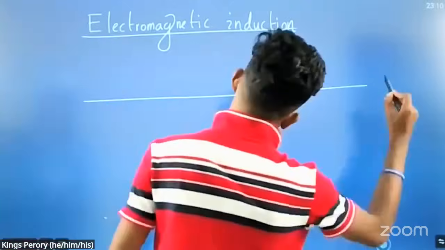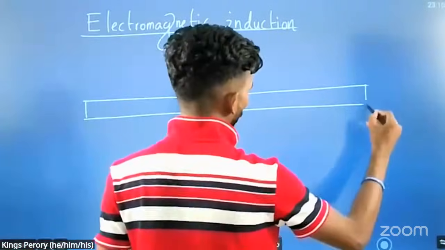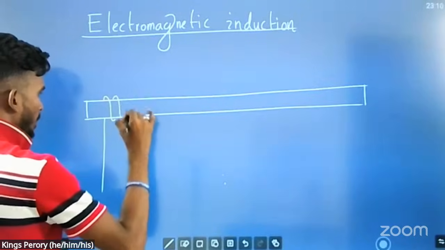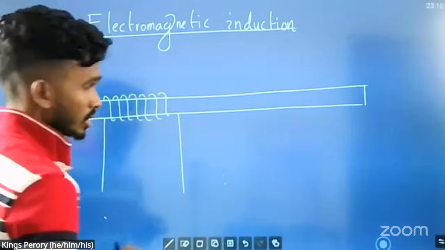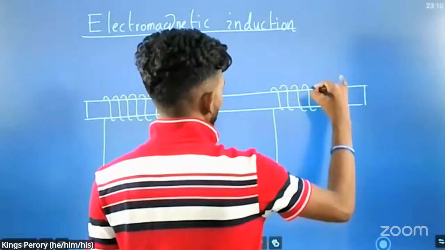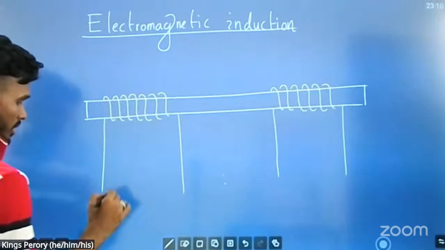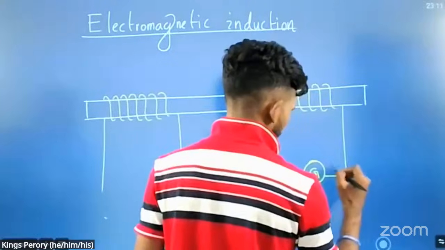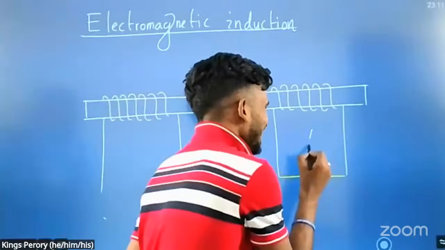Let's take a soft iron core wrapped with two separate coils. To this coil, I connect a galvanometer. In this coil, I can induce current.